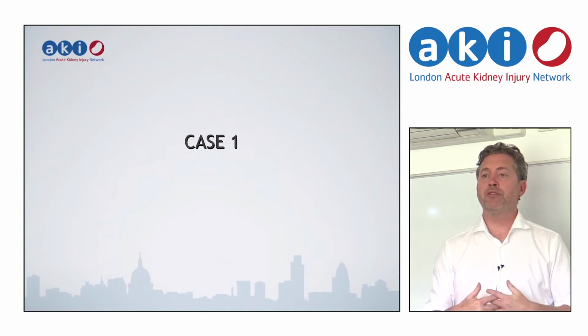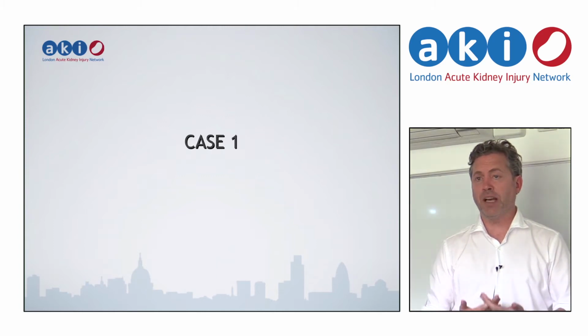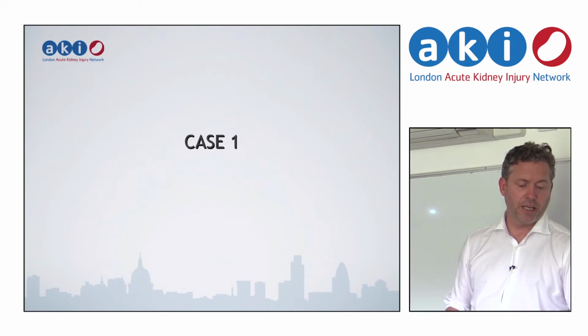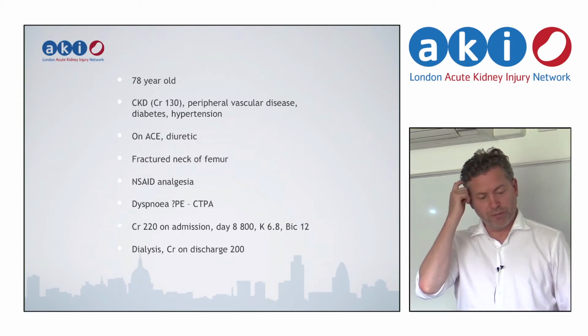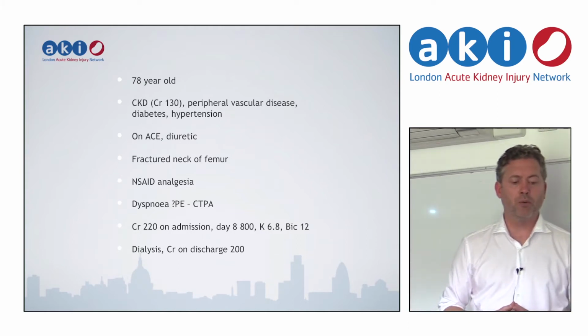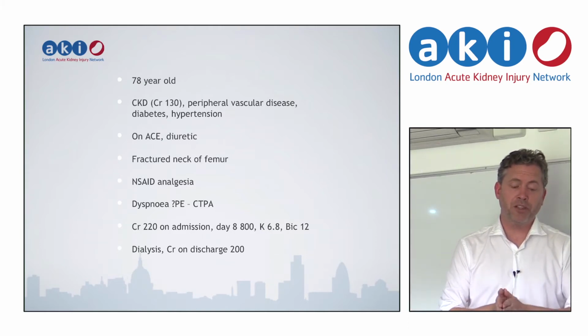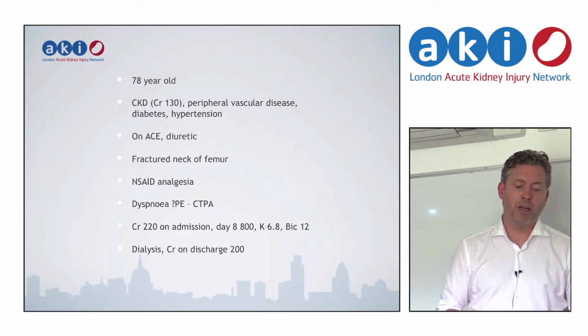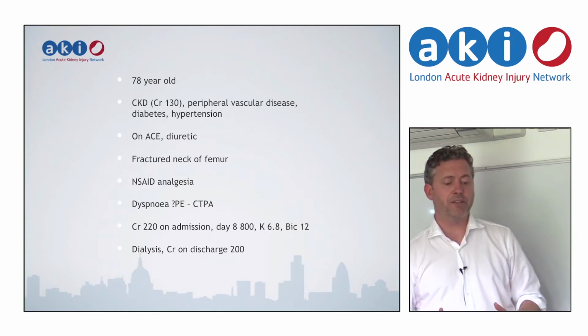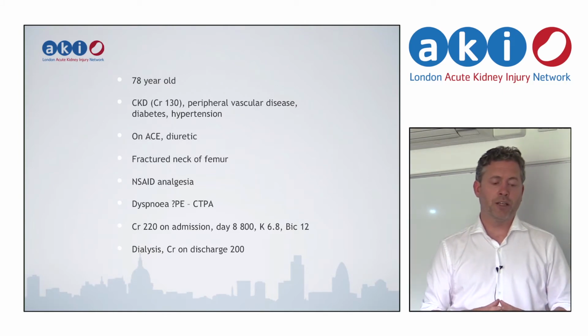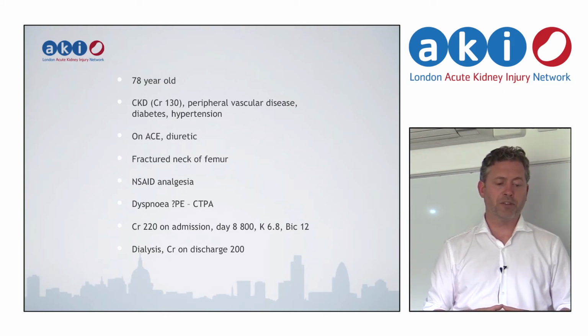So I'm going to move into a number of case studies to illustrate some of the points that I've gone over in the talk. So the first case, a 78-year-old male with chronic kidney disease, baseline serum creatinine 130, peripheral vascular disease, diabetes, hypertension, on an ACE inhibitor and a diuretic. So here we see a number of risk factors for AKI. These are chronic comorbidities that confer risk of this condition.